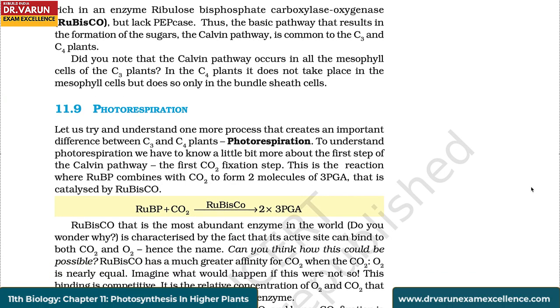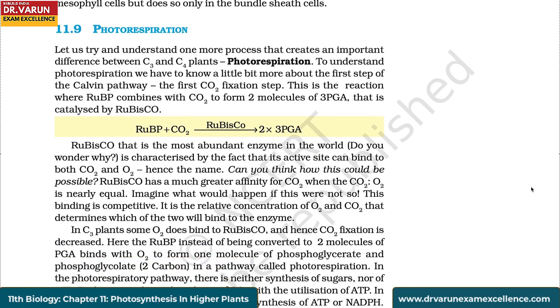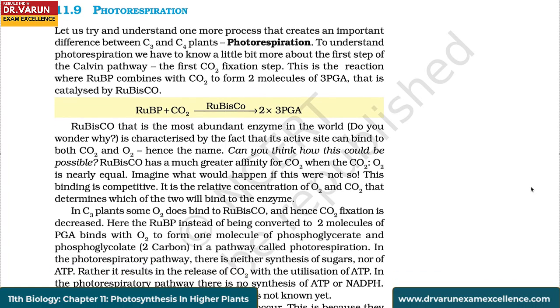and C4 plants. Did you note that the Calvin pathway occurs in all the mesophyll cells of the C3 plants? In the C4 plants, it does not take place in the mesophyll cells, but does so only in the bundle sheath cells. Photorespiration. Let us try and understand one more process that creates an important difference between C3 and C4 plants, photorespiration. To understand photorespiration, we have to know a little bit more about the first step of the Calvin pathway, the first carbon dioxide fixation step.